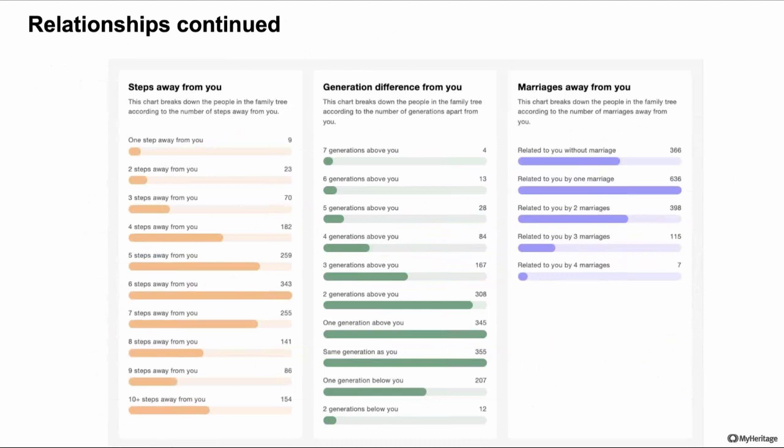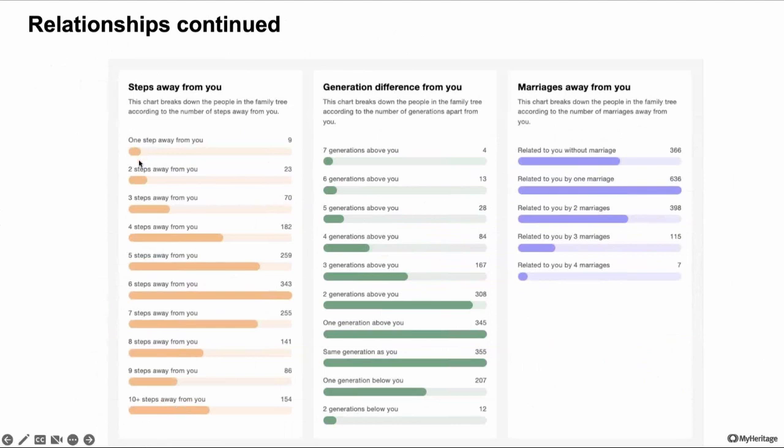So 1 step away from you, this is the first one with 9, are basically parents, children, siblings, spouse. These are those 9 people. 2 will be anybody 1 step away from those people. So grandparents, aunts and uncles, nephews, sister-in-law, grandchildren if I have, and so on. Mother-in-law, people who are 1 step away, then 3, 4, 5, and so on, up to 10 and above.